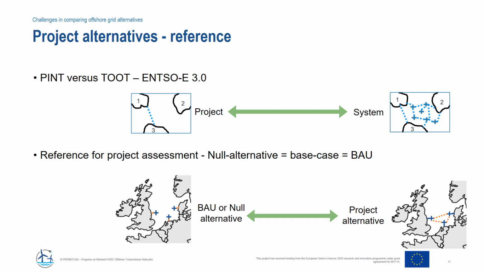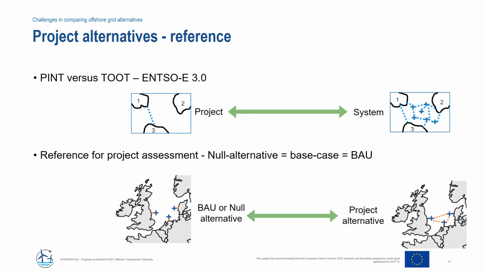Important is to define the right project reference with which your project alternative is compared. In the ENTSO-E guidelines, each project is compared against one of 2 extreme baselines or reference grids. Projects can be included in the initial reference grid and are subsequently assessed following the take one out at a time or TOOT principle, or excluded from the final reference grid and are assessed following the put one in at a time or PINT principle.